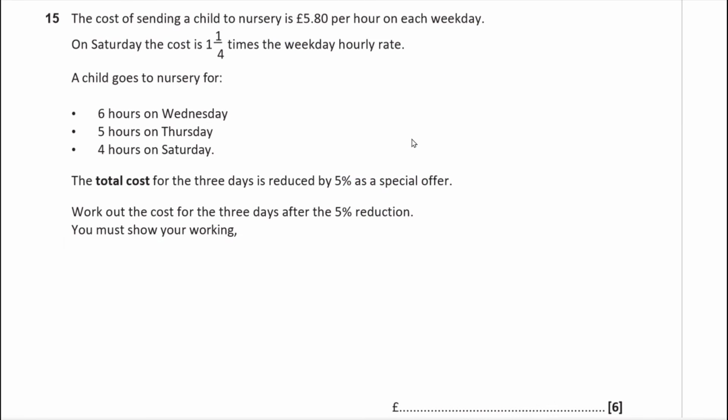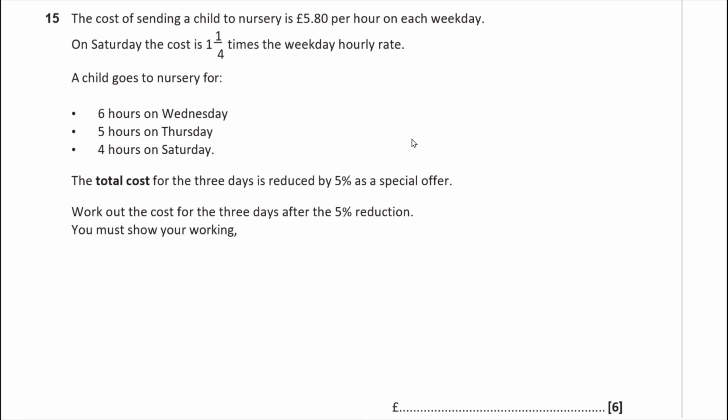Question 15. The cost of sending a child to nursery is £5.80 per hour on each weekday. On Saturday, the cost is 1¼ times the weekday hourly rate. The child goes to nursery for 6 hours on a Wednesday, 5 hours on a Thursday, and 4 hours on a Saturday. The total cost of the 3 days is reduced by 5% as a special offer. Work out the cost of the 3 days after the 5% reduction. You must show your working. Okay.